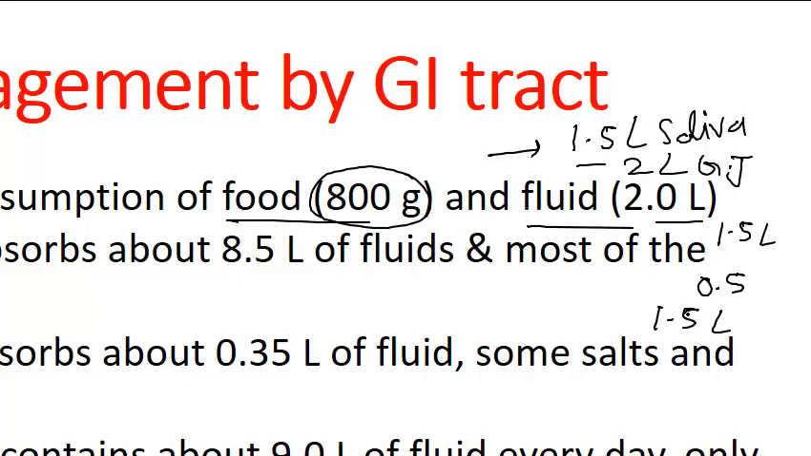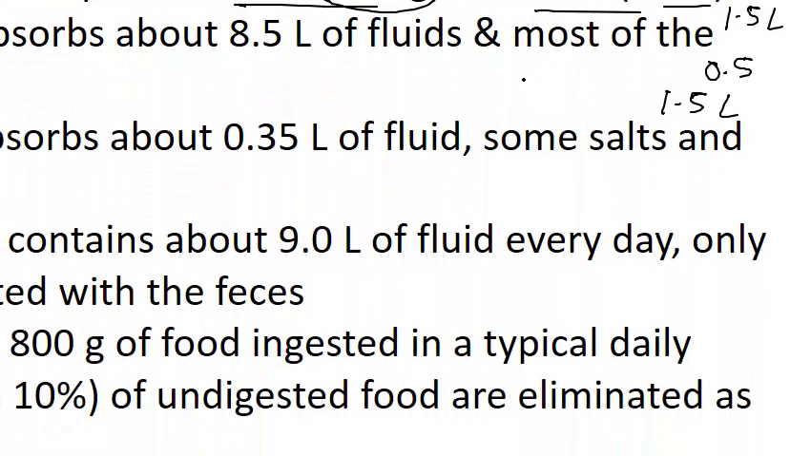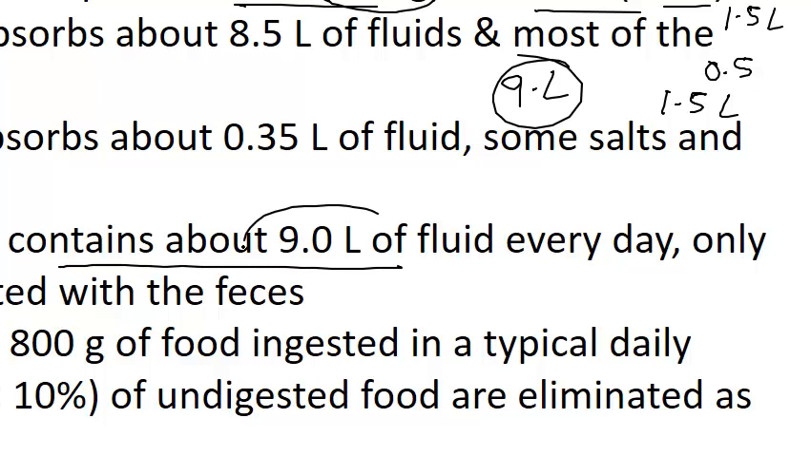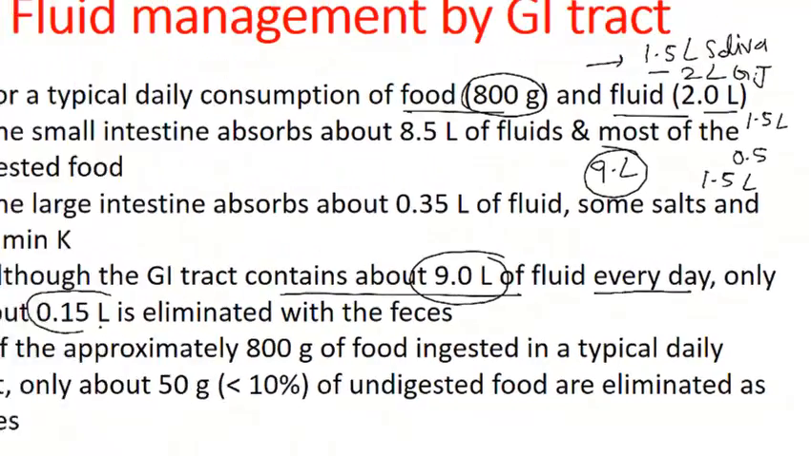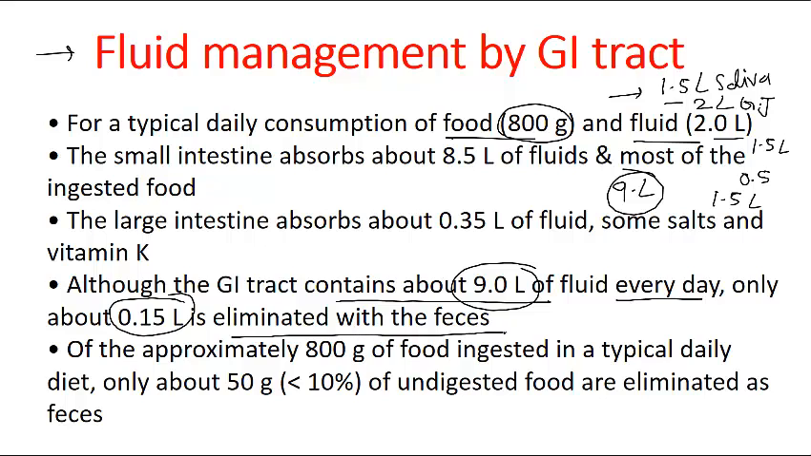So if we join all these secretions together, it approximately gives us around 9 liter. So it's a huge deal, right? The gastrointestinal tract contains about 9 liter of the fluid every single day, and only about 0.15 liter is eliminated with the feces. So most of them are required for the conversion of the food that we take and then we ultimately absorb in our body, which is very remarkable, and that helps us to understand how remarkable our digestive system really is.